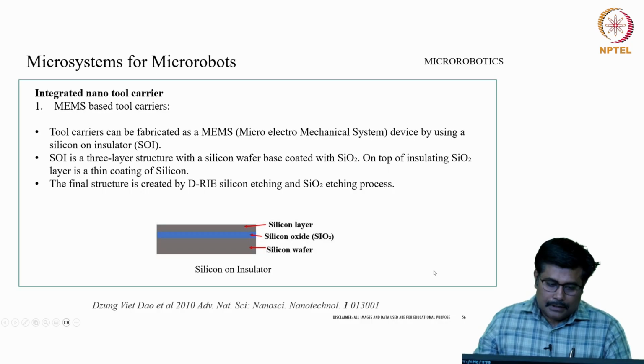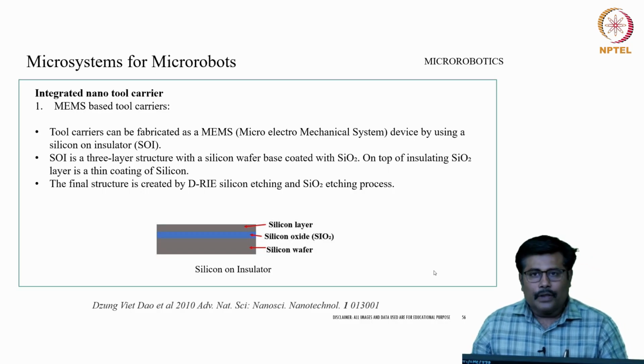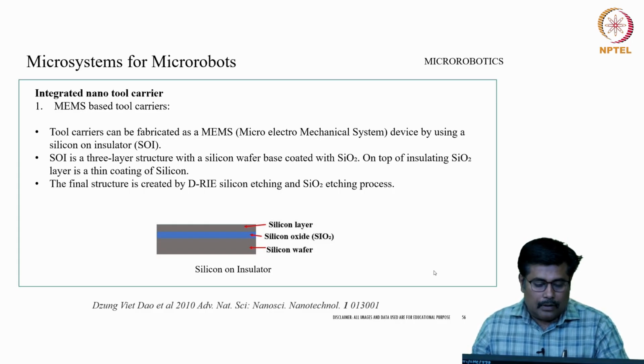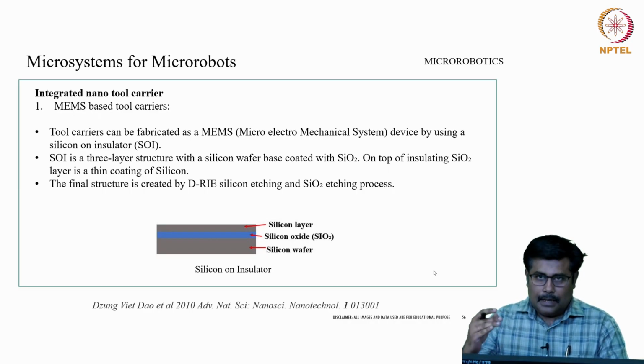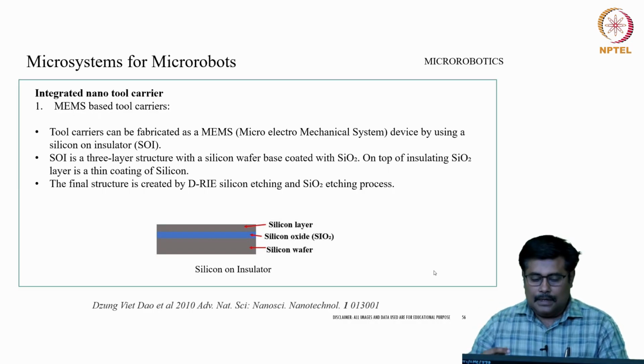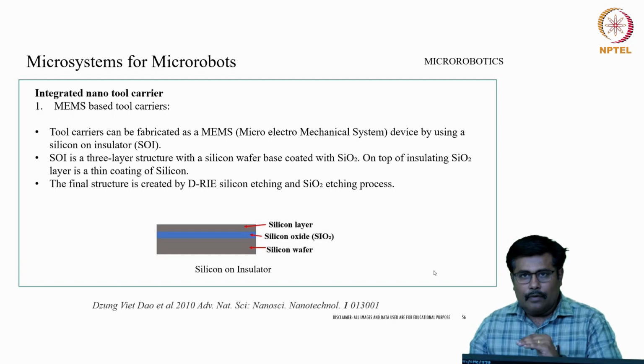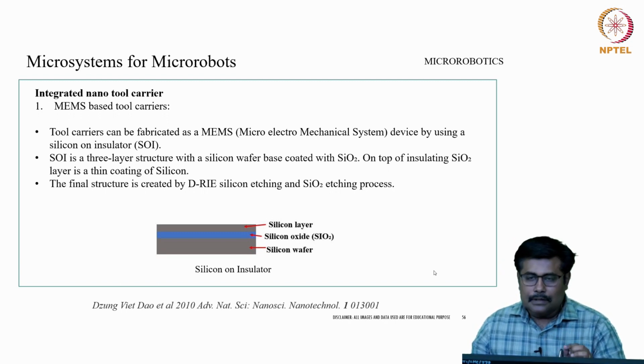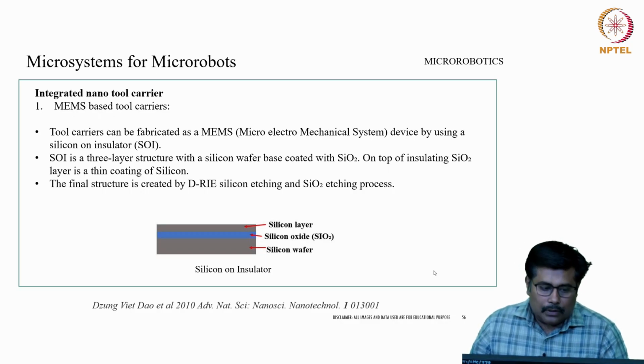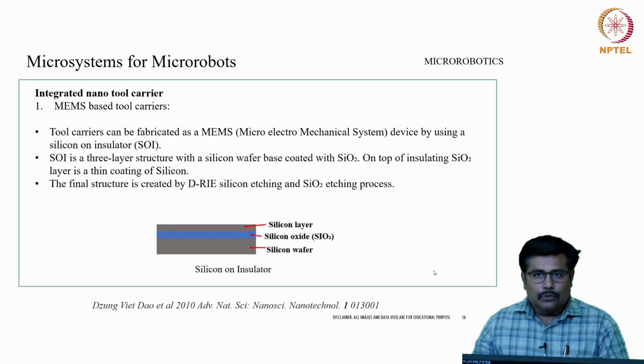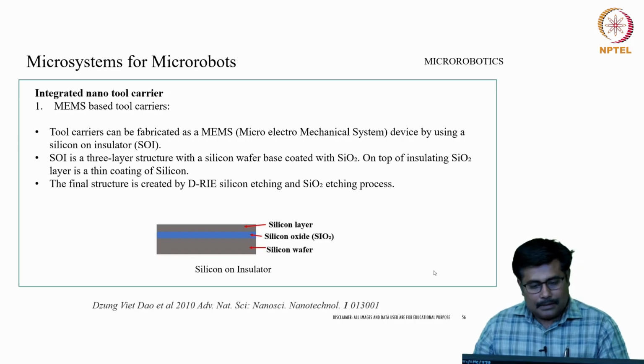Now, let us take this MEMS based nano tool carrier. In the case of the MEMS based nano tool carrier, we have silicon on insulator, where we have a silicon layer, silicon oxide and a silicon wafer. Over the silicon wafer, we have the silicon oxide and the silicon layers placed. The tool carriers can be fabricated as a MEMS device by using silicon on insulator, that is SOI.